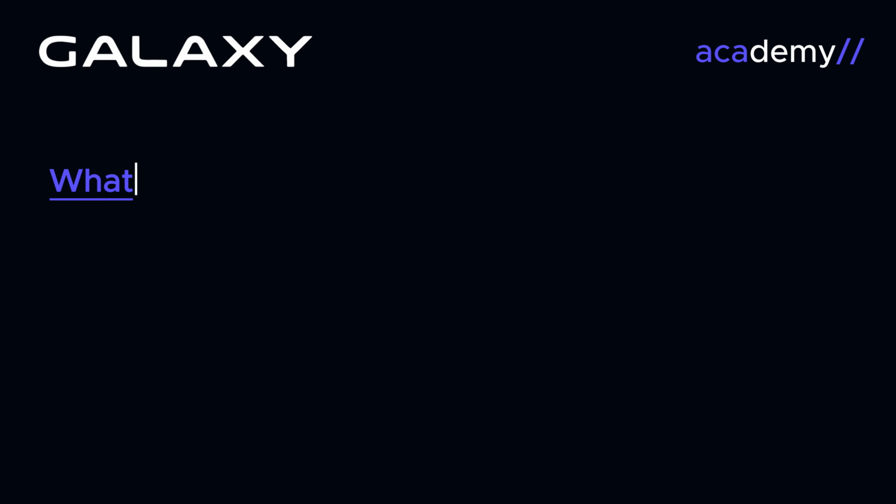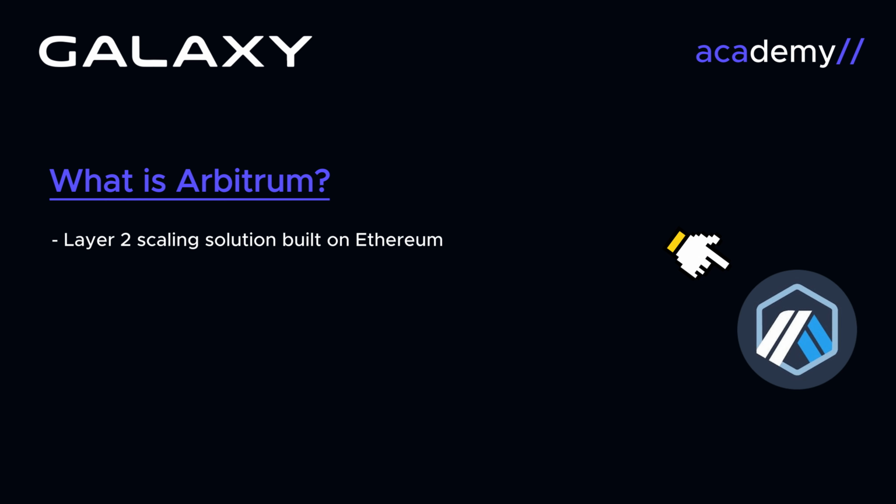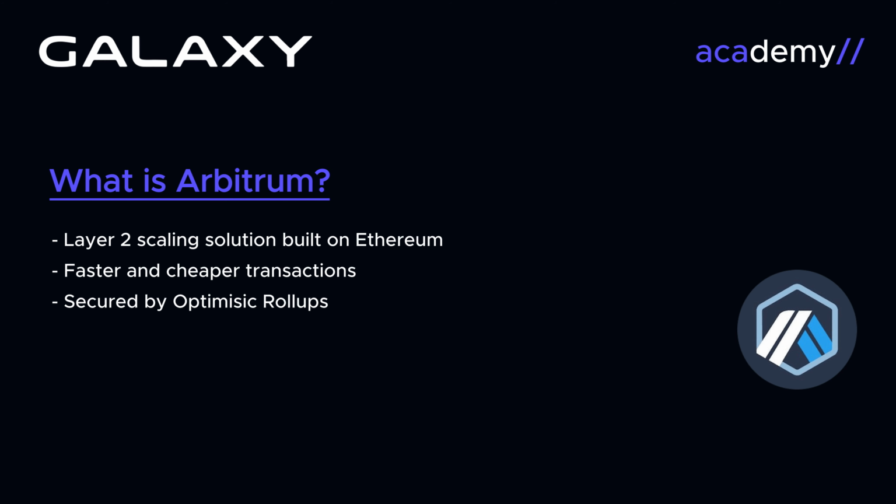Before moving on, let's talk about Arbitrum. Arbitrum is a layer 2 scaling solution built on Ethereum that makes transactions faster and cheaper while maintaining Ethereum security. Using optimistic rollup to batch multiple transactions, it creates an efficient platform for DeFi operations. As an EVM compatible chain, Arbitrum supports most Ethereum tools and applications at a fraction of the gas fees.